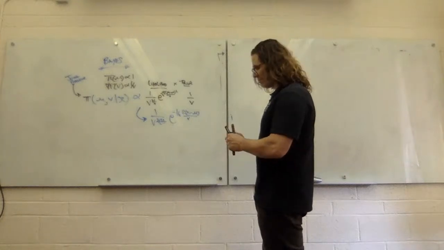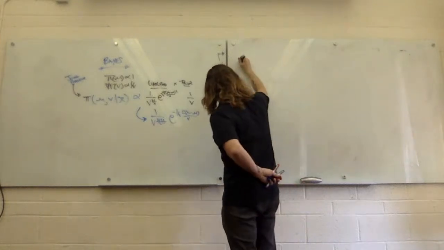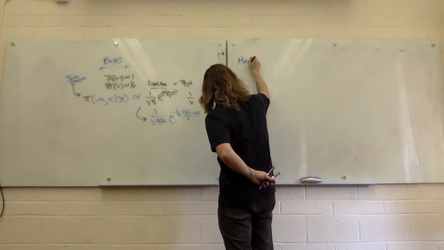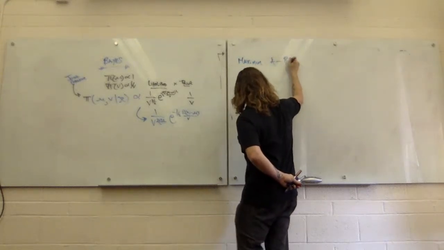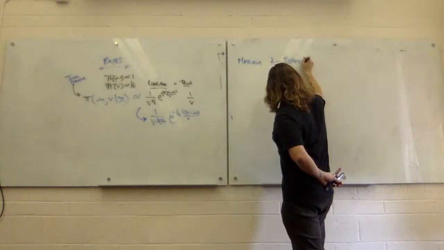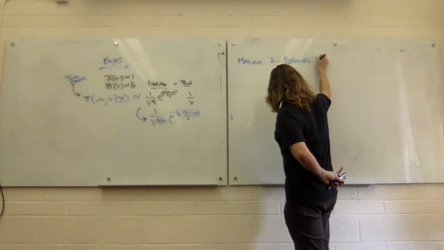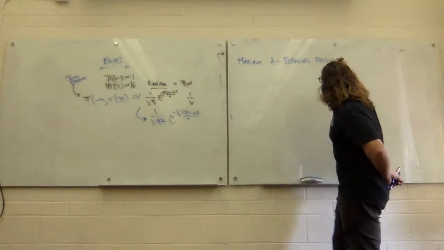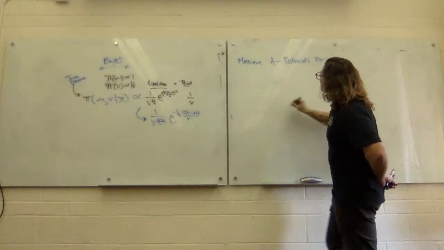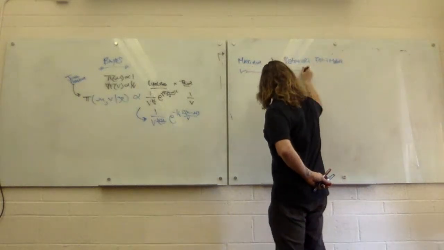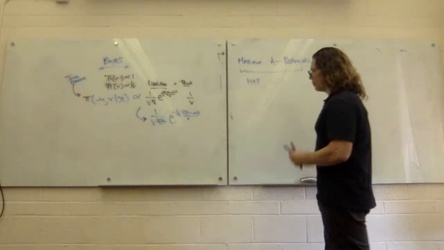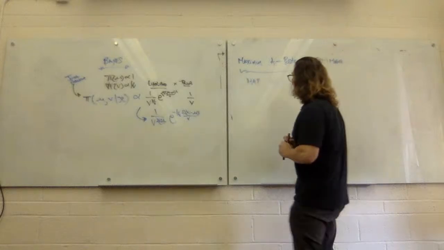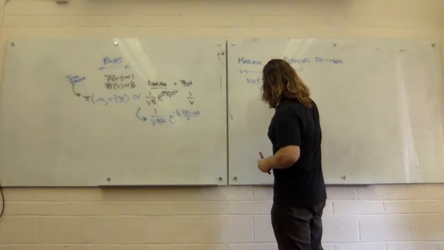So let's just maximize this, the MAP estimator. Maximum A-Posteriori Estimator. It's called a MAP. Let me give you another name for it: posterior mode.